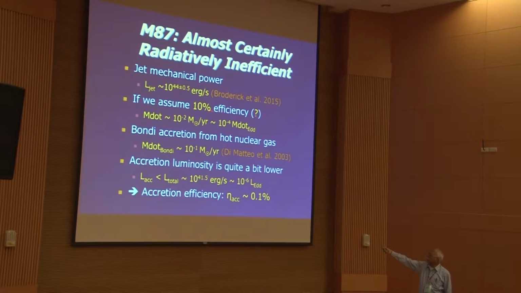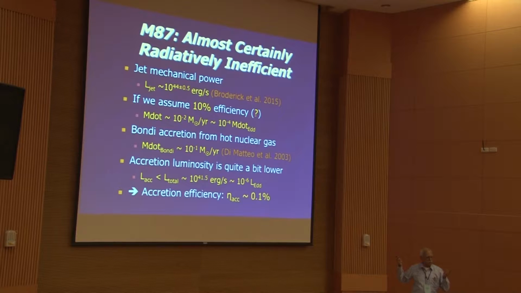The accretion rate has to be about 10 to the minus 4 Eddington, just to produce that power. The accretion luminosity: the total luminosity is 10 to the minus 6 Eddington, and probably the accretion luminosity is a tenth of that. We don't know the fraction, but even if you say all of it is accretion, that's radiatively inefficient. So I would say just from these numbers, the radiative efficiency is on the order of maybe 0.1% in M87.